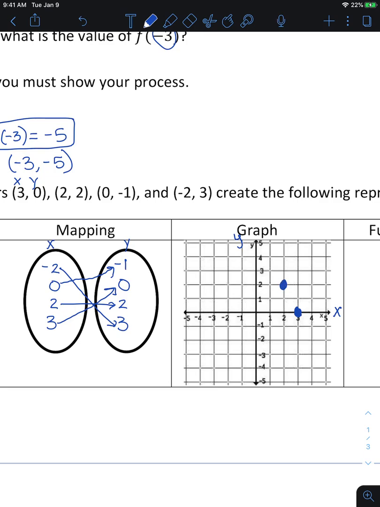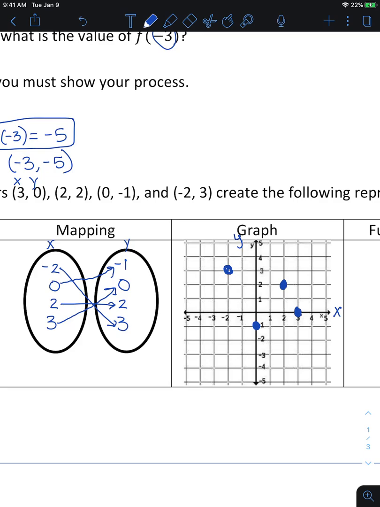Then I have 0, negative 1, so I start in the middle because that's 0, 0, and I go down 1 and I have a point. And last but not least, I have negative 2, 3, so I go over to the left 2 in the negative direction and I go up 3 and I plot a point.